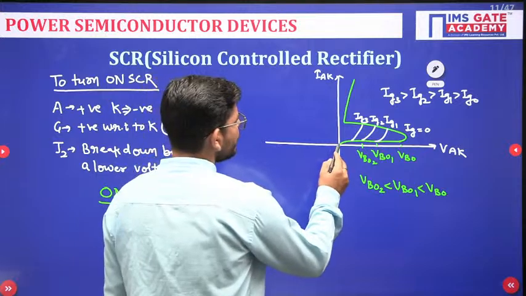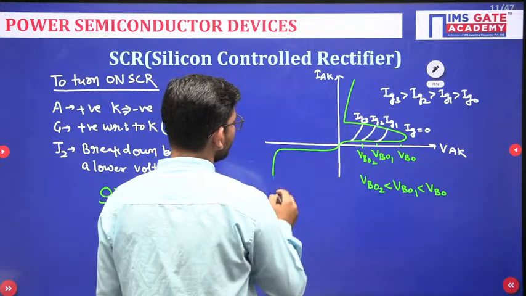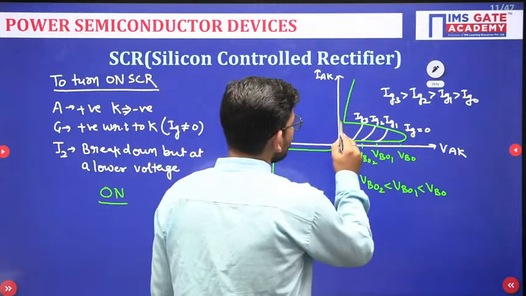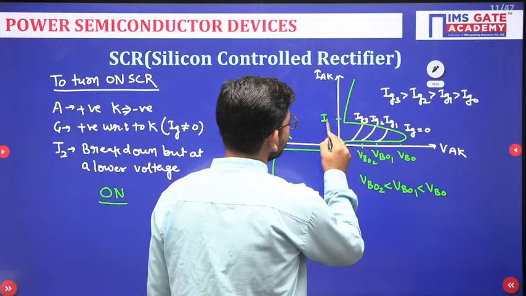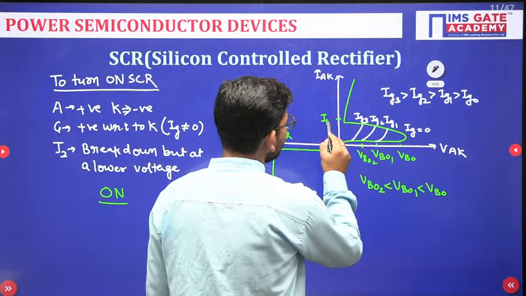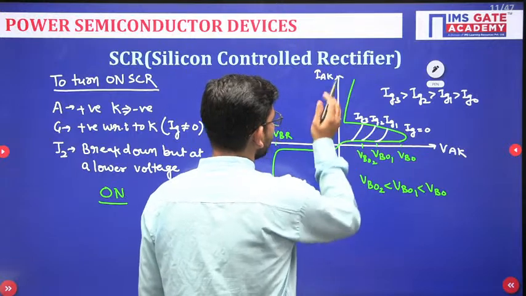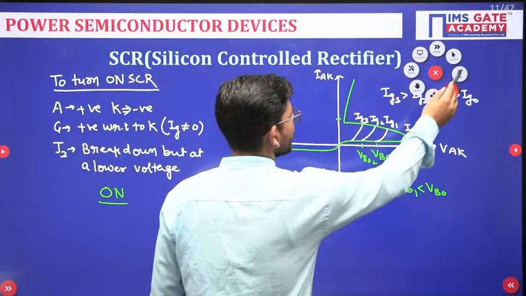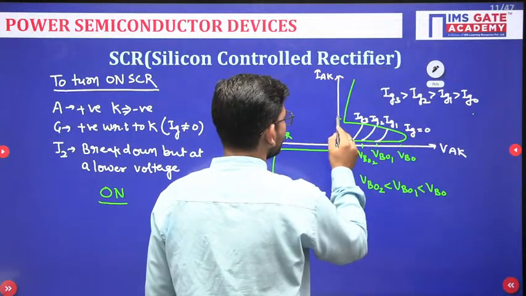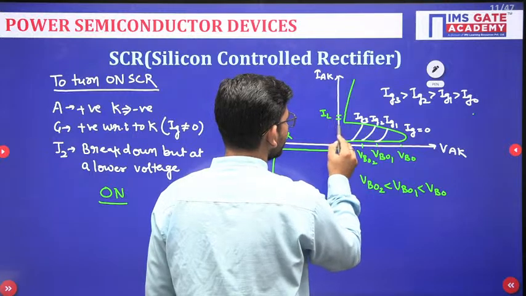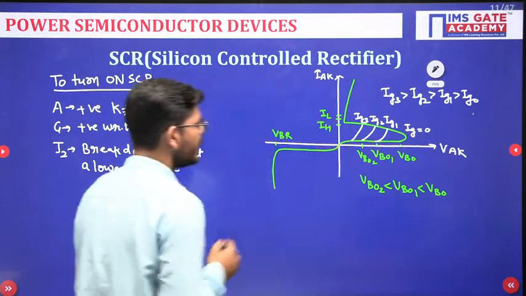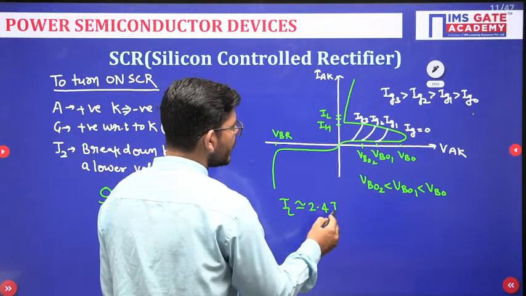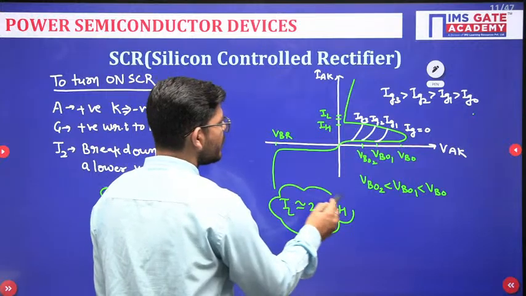And during the reverse blocking mode, which is of no use, this is what will happen. Now, during this mode we have two currents. One is the latching current, and the other one is the holding current. The latching current is approximately equal to 2.4 times the holding current. This is a very important relation.